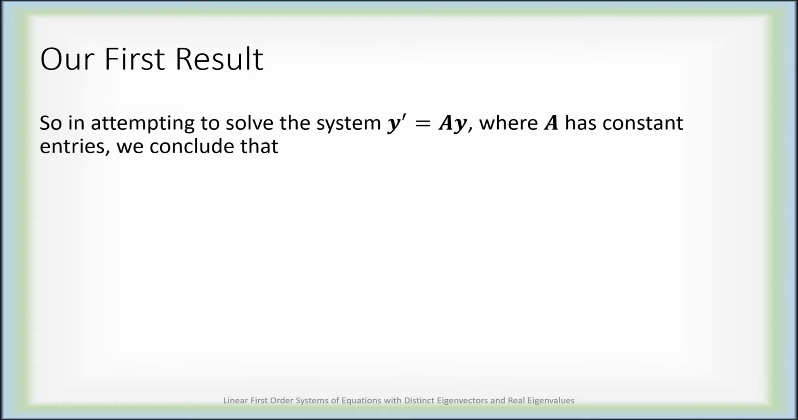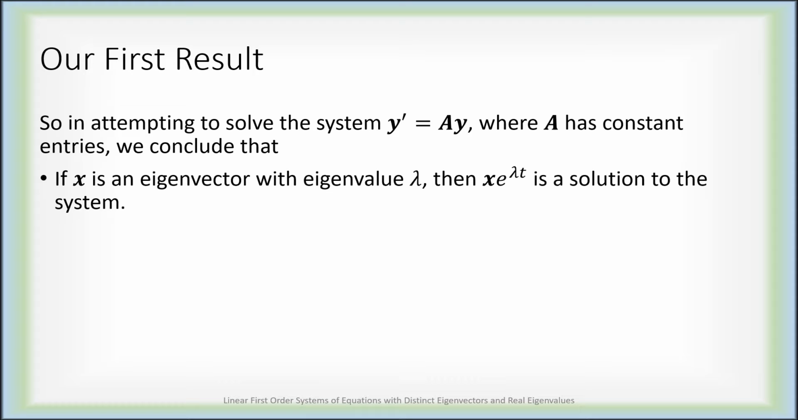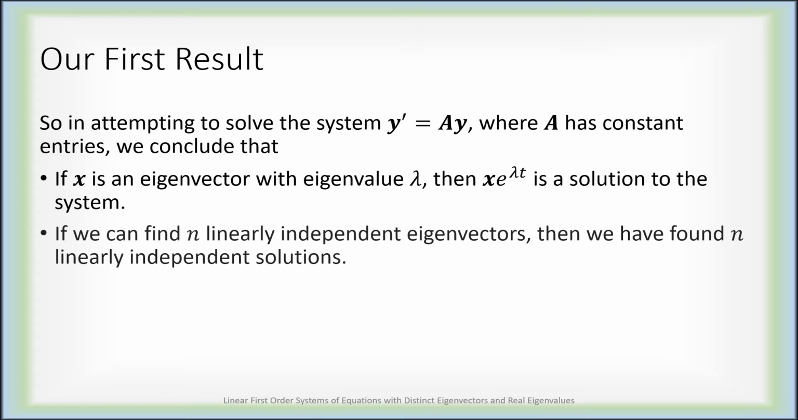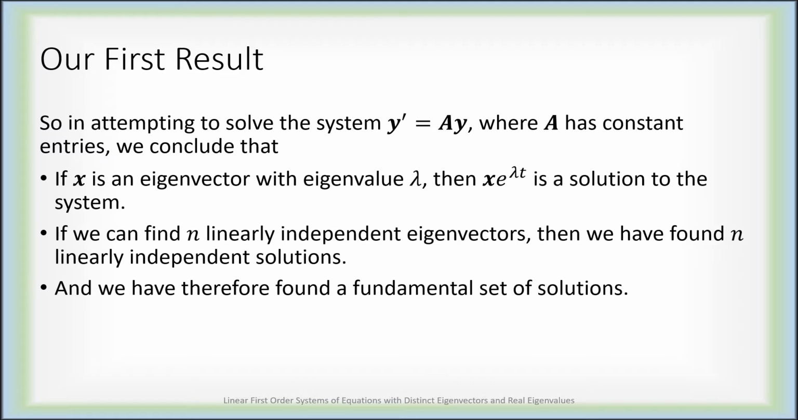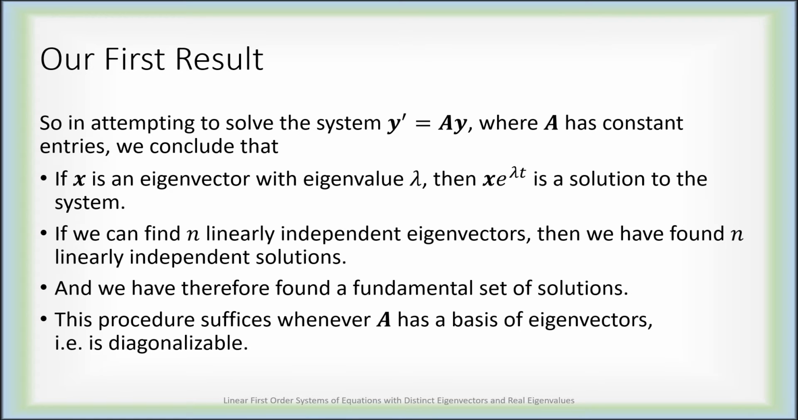So we can state the following. If we're attempting to solve y prime equals Ay, where A is an n by n matrix of constants, if x is an eigenvector with eigenvalue lambda, then x e to the lambda t is a solution to the system. If we can therefore find n linearly independent eigenvectors, then we will have found n linearly independent solutions, in other words, a fundamental set of solutions, which pretty much solves the whole problem. Now, this procedure suffices whenever A has n linearly independent eigenvectors, in other words, a basis of eigenvectors. In other words, when the matrix A is diagonalizable.